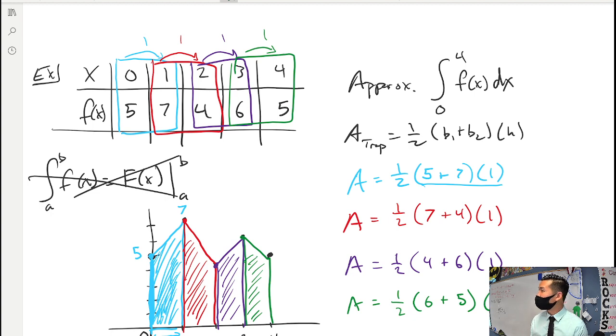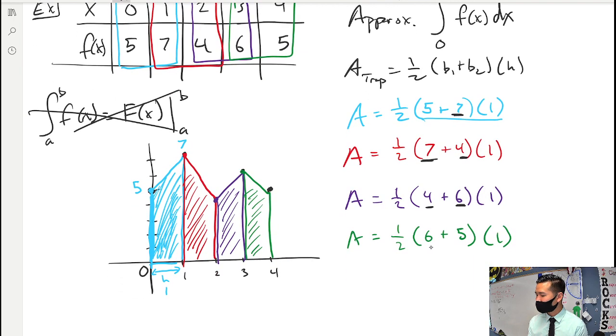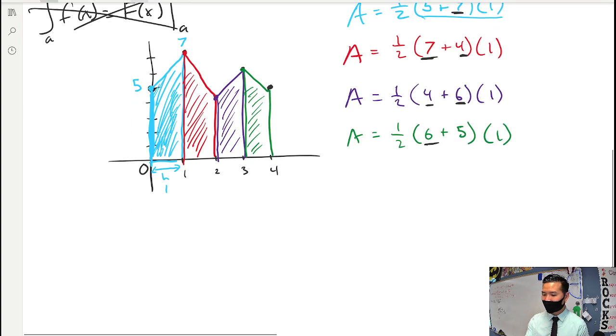They're the ones in the middle. You see that? Right here, look at this 7. It gets used over here as well, doesn't it? What about this 4? It gets used over here as well. And what about this 6? So all the numbers that are in the middle get used twice, right? This is the part that I need you to see here.